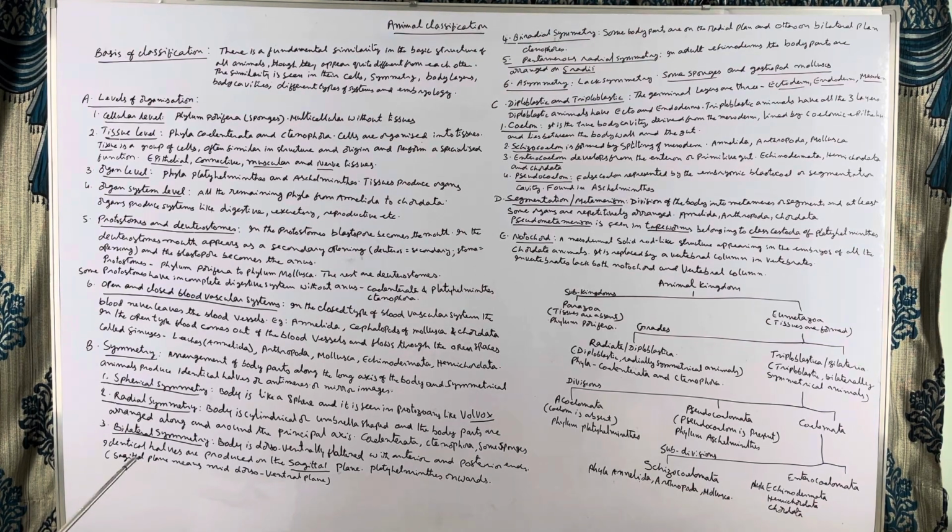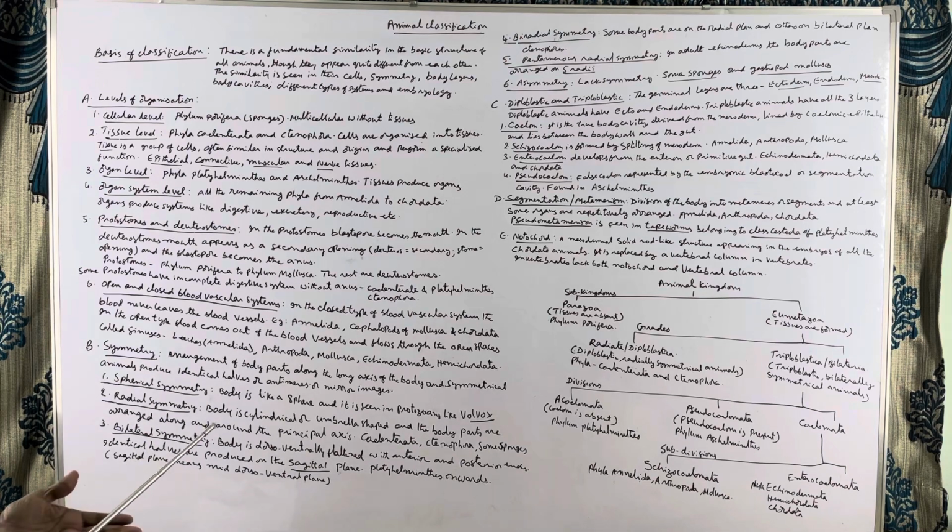Then coming to the blood vascular system, it is open type in some animals and closed type in other animals. In the type of closed blood circulation, what happens? Blood never leaves the blood vessels. It flows only through blood vessels continuously. And the closed type of blood vessel system is seen in phylum Annelida except leeches. Then gastropod mollusks and chordates.